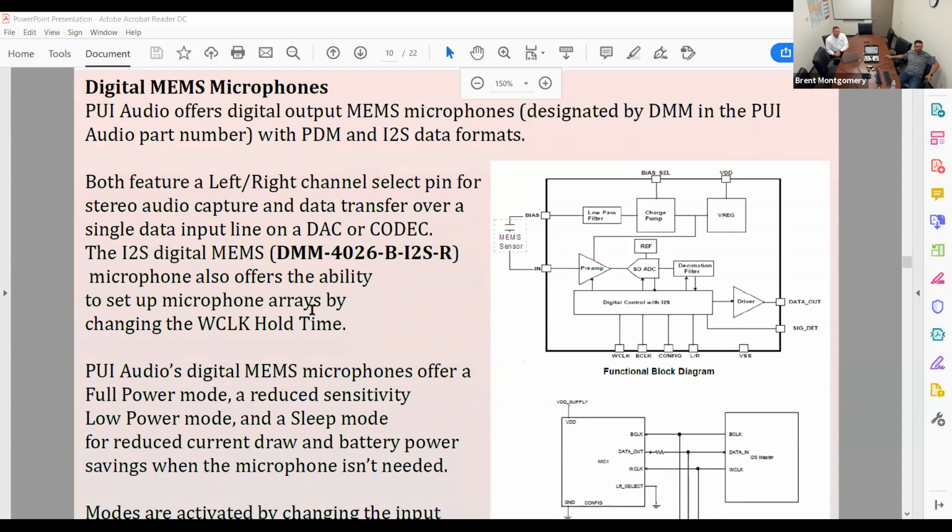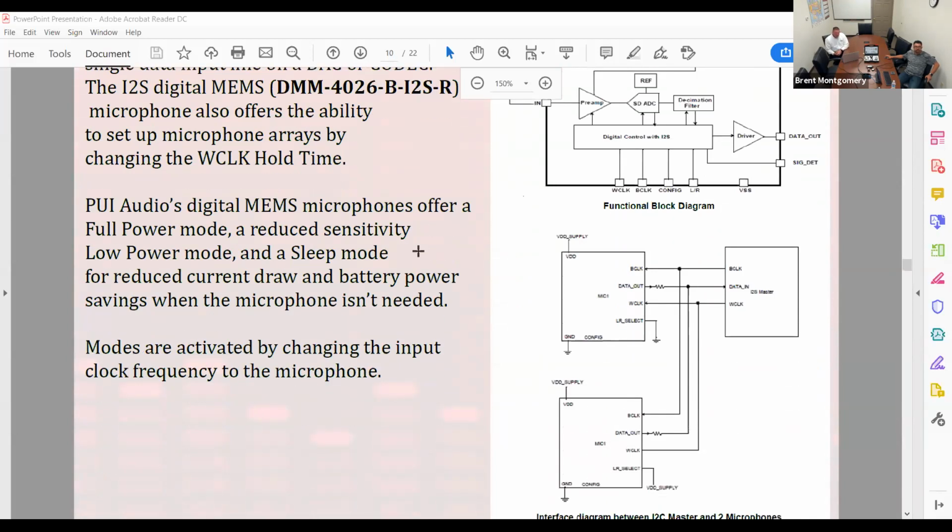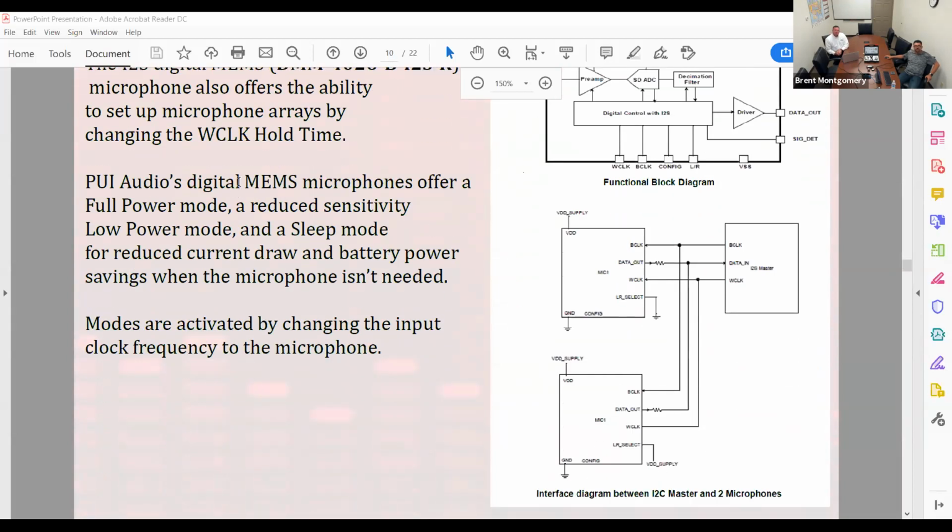Also with the I2S microphone, it's really easy to set up an array because you just change your hold time on the clocks. Also, our digital MEMS microphones have a full power mode, which is basically the best performance you're going to get, a low power mode where you have a little bit of a reduced sensitivity, and a sleep mode where you can actually turn it off and it draws current somewhere in the microamps. So if you're going to be using a battery powered product, I would highly recommend using a digital MEMS microphone versus any other microphone on the market.